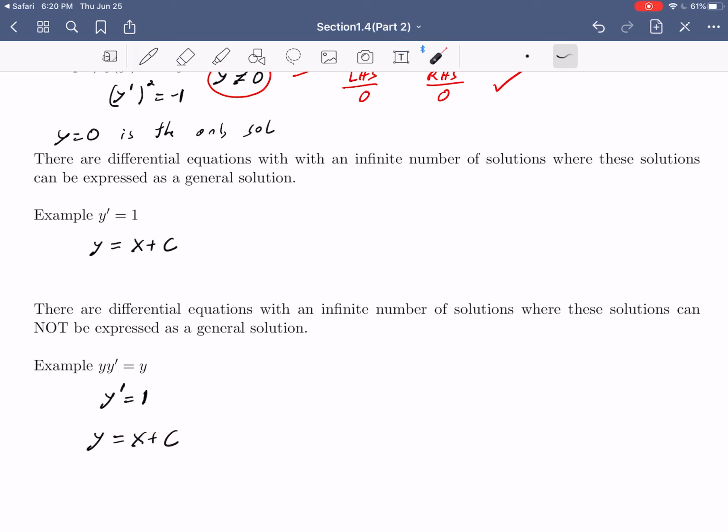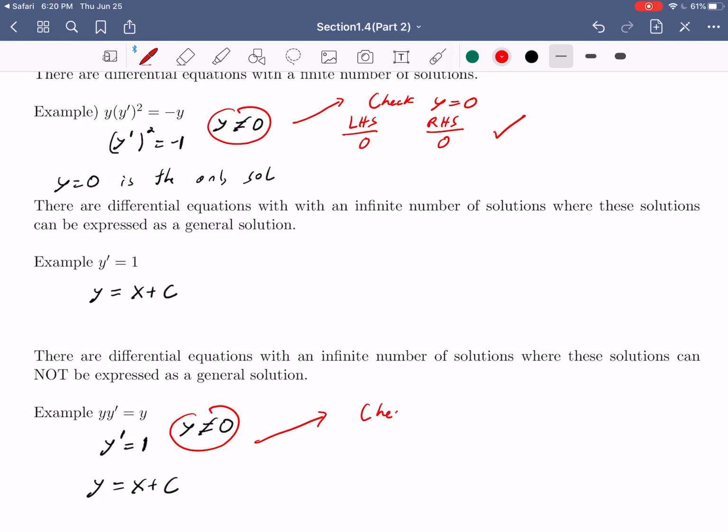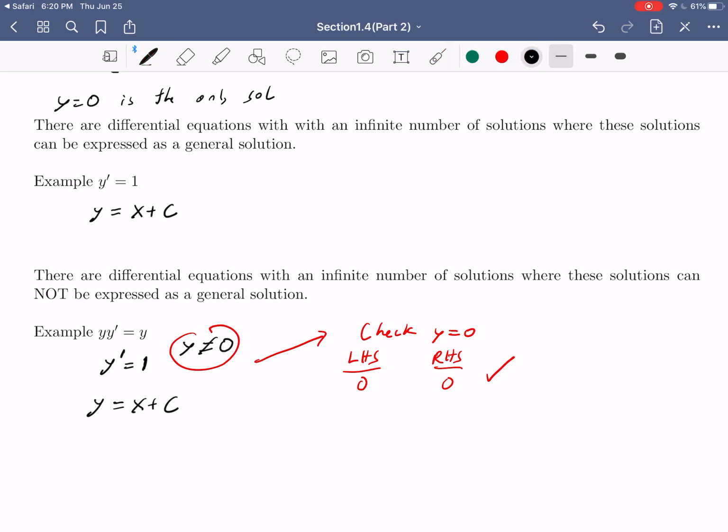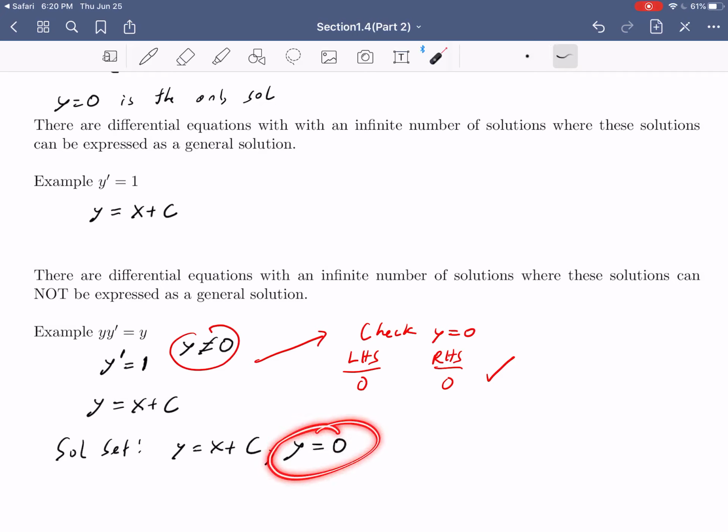But, of course, the step we took to go from here to here was under the assumption that y is not equal to 0. If you check that off to the side, we can check y equals 0. On the left-hand side, it's going to be 0. On the right-hand side, it's also going to be 0. So left-hand side, 0. Right-hand side, 0. Check. Well, that means it works on both sides. That means it is a solution. So this solution set here would be y equals x plus c. That's an infinite number of things, as well as this one extra one, y equals 0.